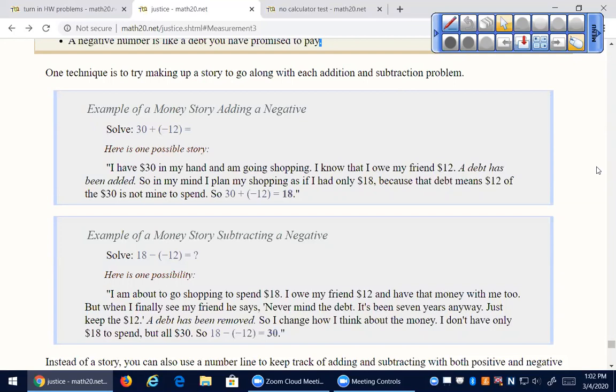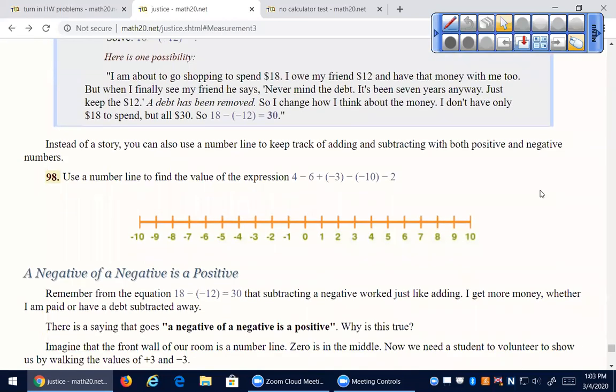Or if you say, what's 18 minus negative 12? That would be saying, I'm about to go spend 18. I also owe my friend 12, and I have that money in my other pocket. But my friend comes to me and says, never mind that debt, it's been 7 years anyway, you just keep the money. So by removing the debt, by subtracting the negative, now I have that $12 in my second pocket to spend. I've gained 12. So the 18 gaining 12 is good. So something like that. It's nice to think about stories, usually involving money, if negatives are part of the thing.